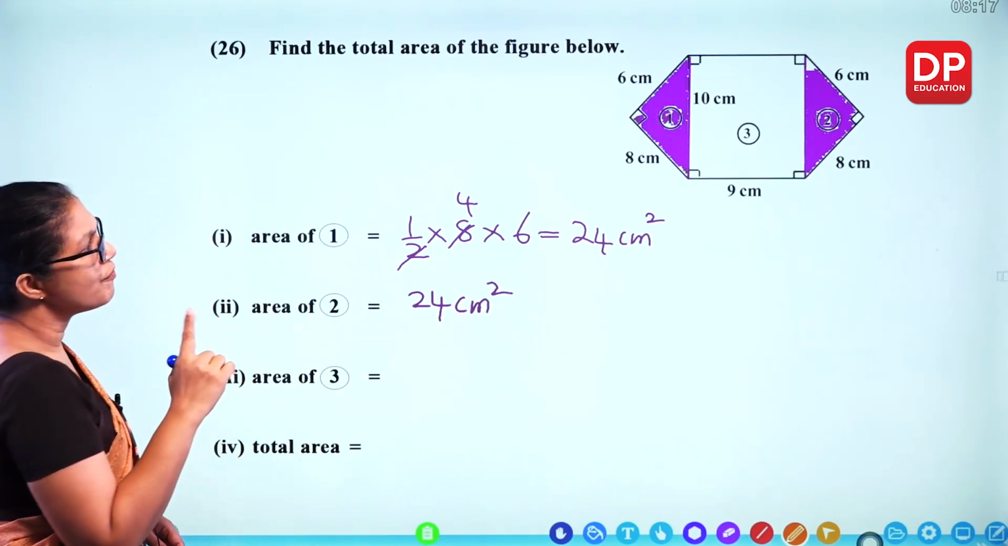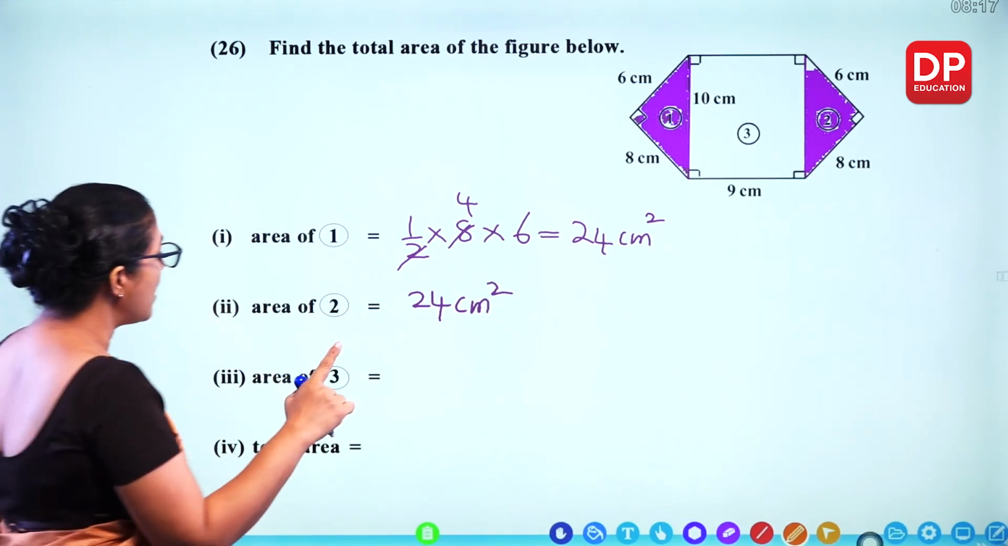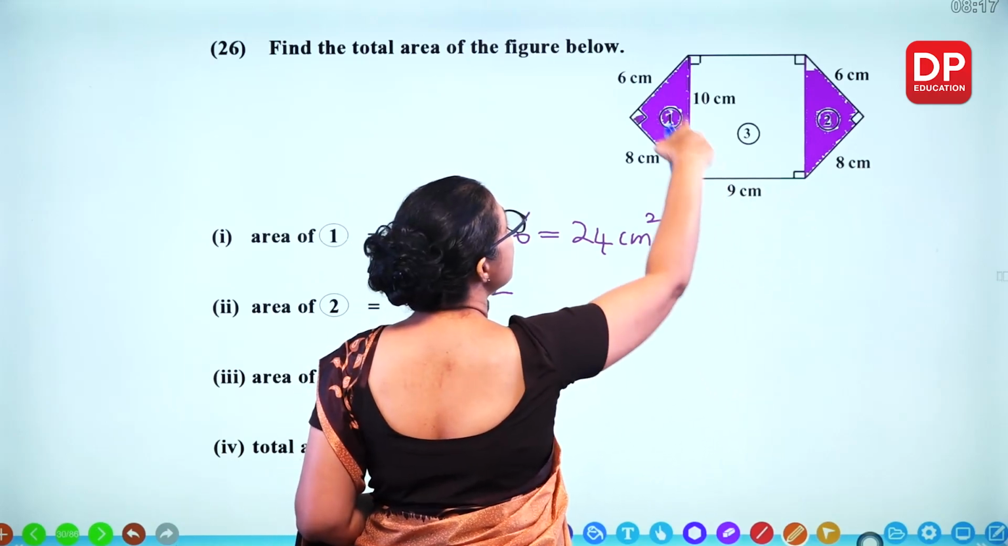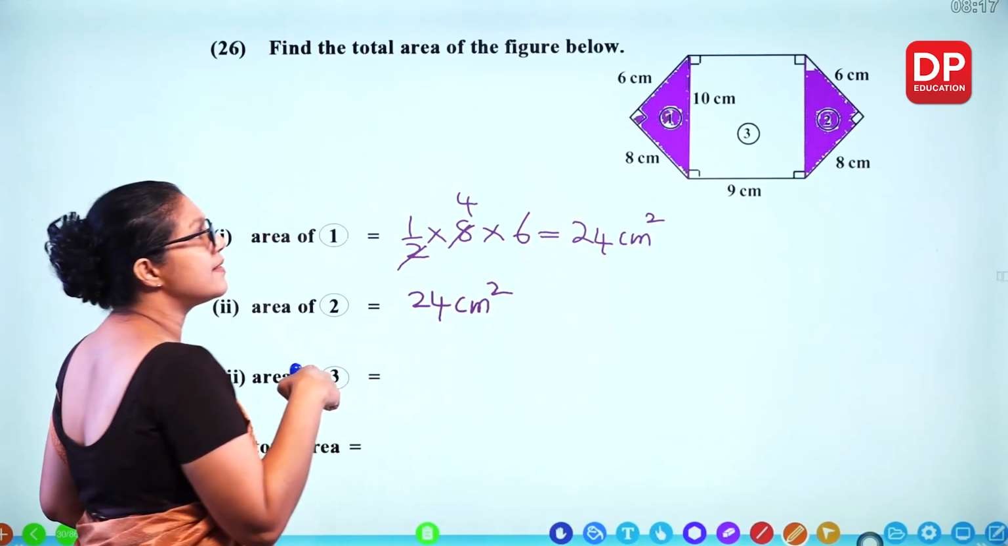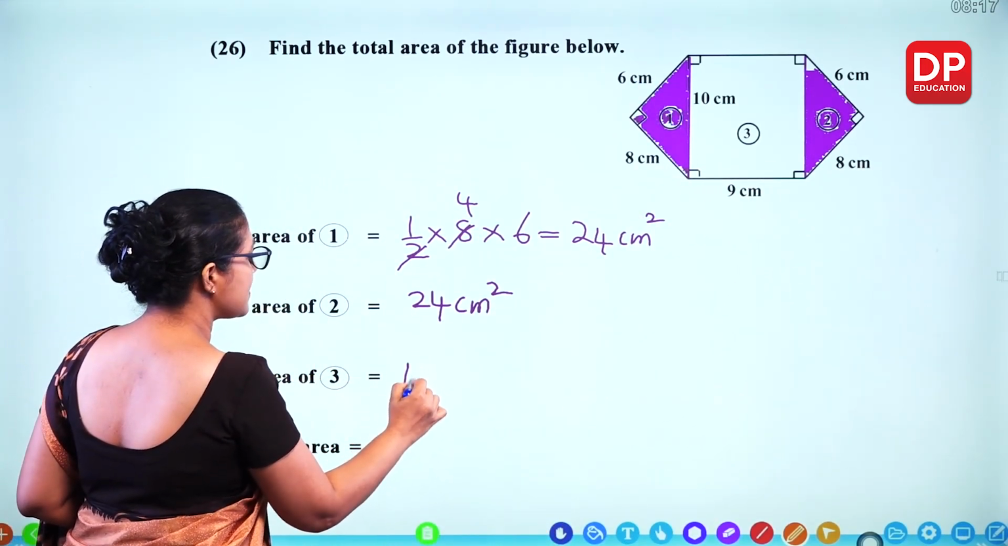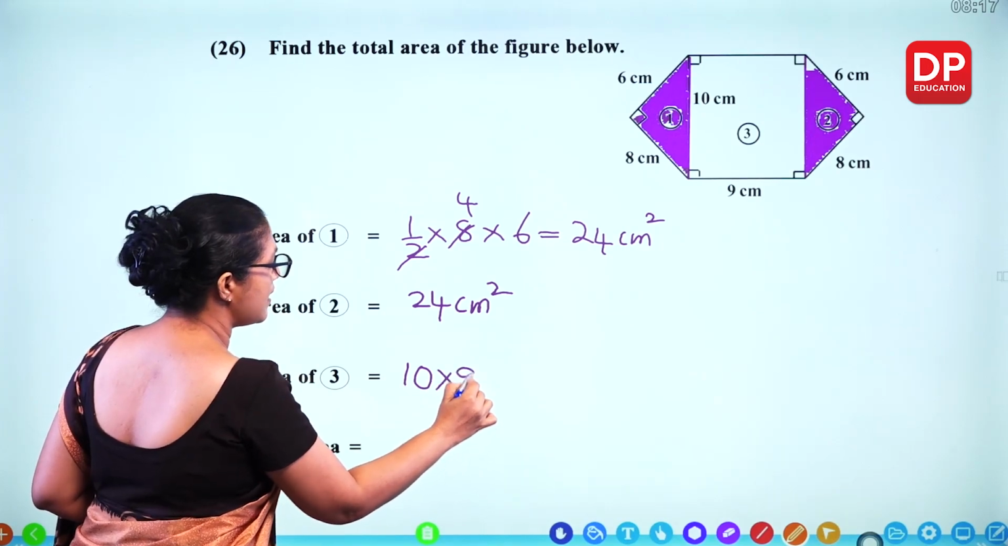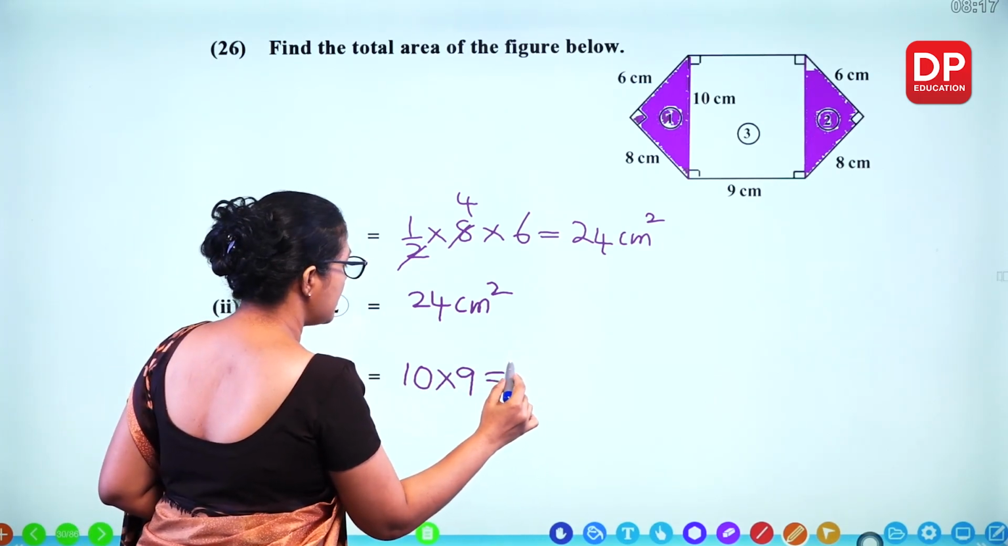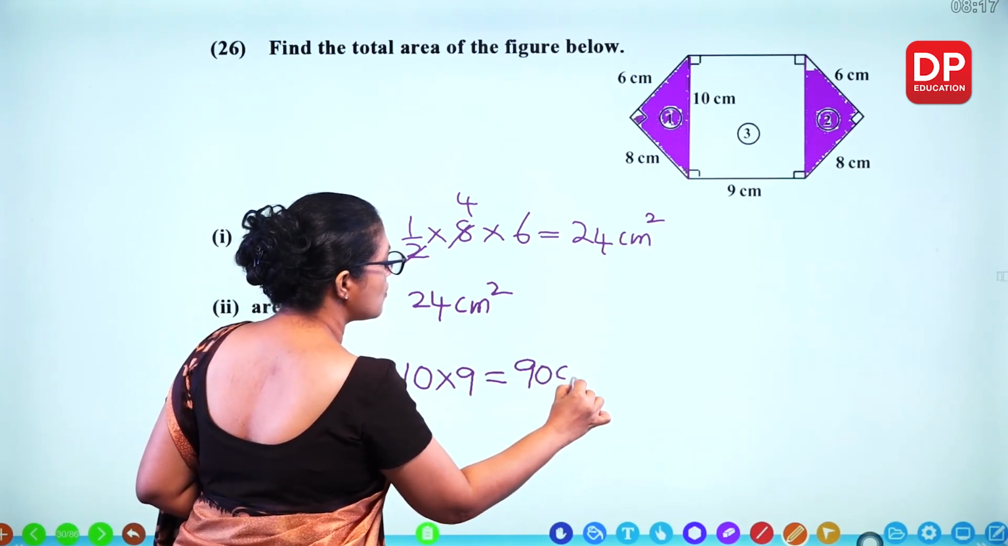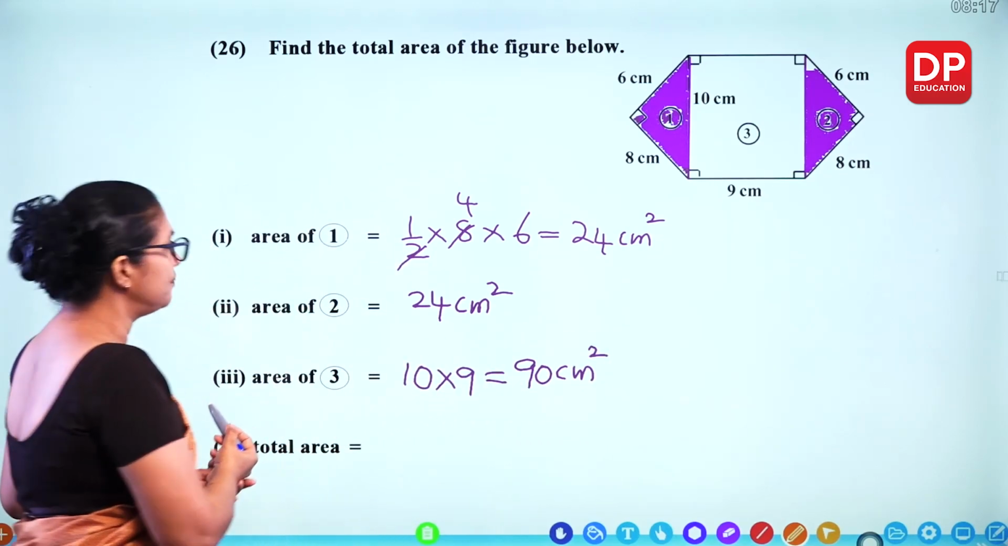What's the area of the rectangle? 9 is this side and 10 is the other side. So we can take length as 10, breadth as 9. 9 times 10, 90 square centimeters.